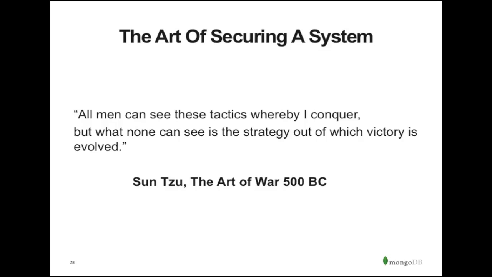Security is an interesting topic in the sense that failures are very visible and successes are not so visible. Even so, it's the world we all have to work with.